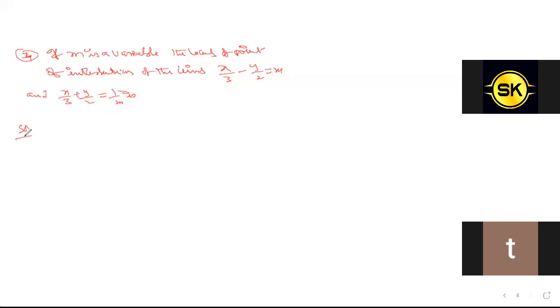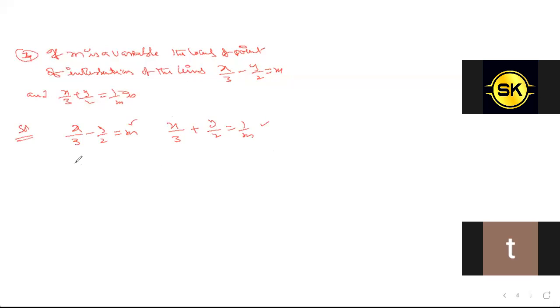So when he has given the question like this, M is a variable, 2 lines are given. If you observe carefully in the question, the first line is like this. Second line, x by 3, y by 2 is equal to 1 by m. So here the major hurdle is what? M. Am I right?